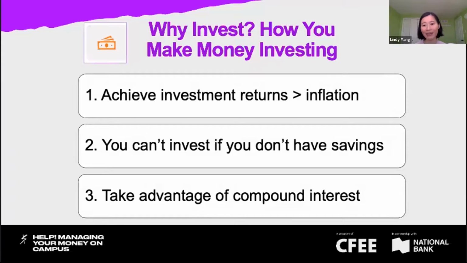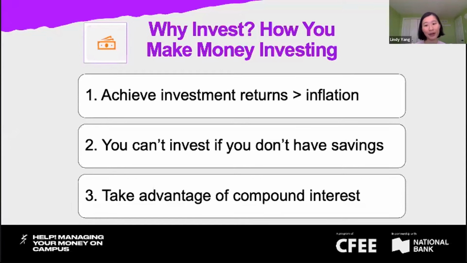Second, you can't invest if you don't have savings. Once you have savings, you can make decisions about how to invest them. This means that in order to start investing, you'll need to find some small ways to set money aside every month for the purpose of ultimately investing in you and your future goals.